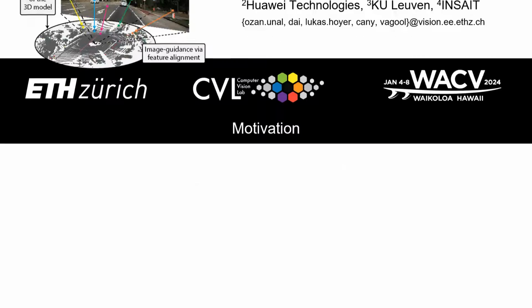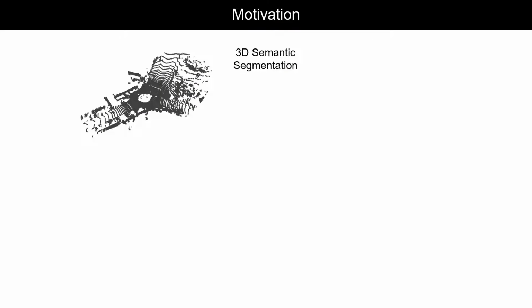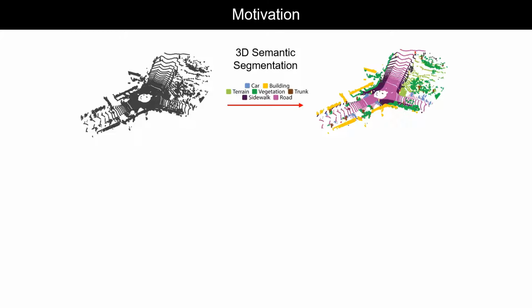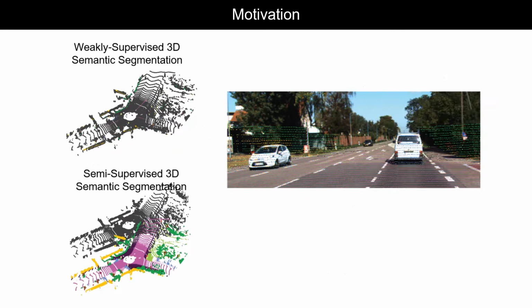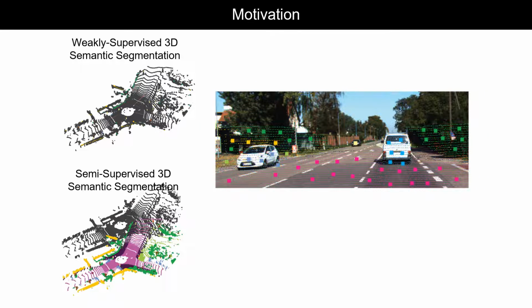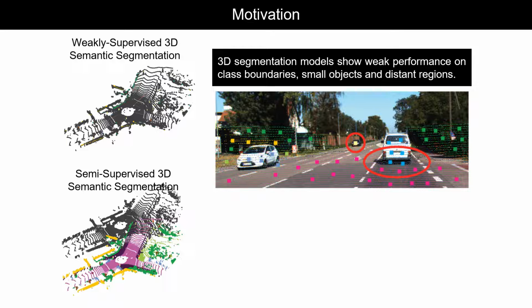We begin by defining the task of 3D semantic segmentation, where given a 3D point cloud, the goal is to classify each point with a label. Due to the expensive and tedious nature of large-scale point cloud labeling, many recent works have switched focus to data-efficient settings such as weakly and semi-supervised 3D semantic segmentation. However, 3D segmentation models trained under such settings show weak performance on class boundaries, small objects, and distant regions.